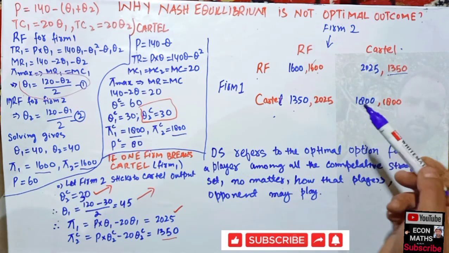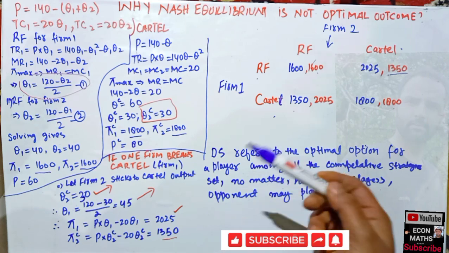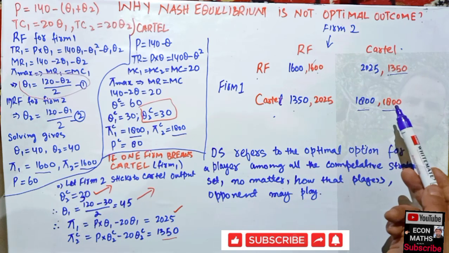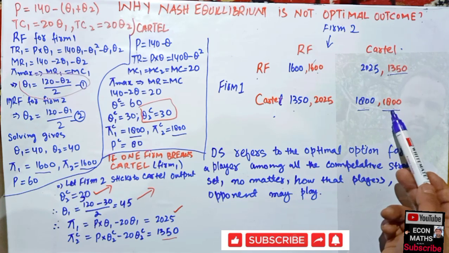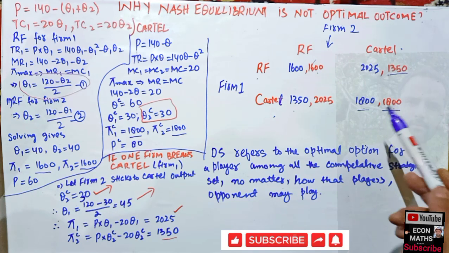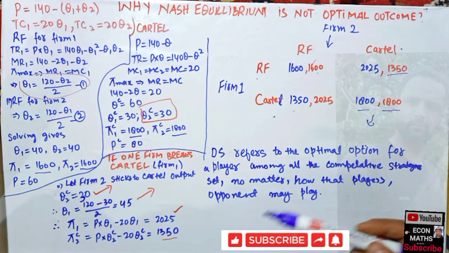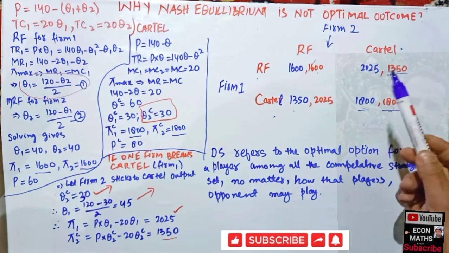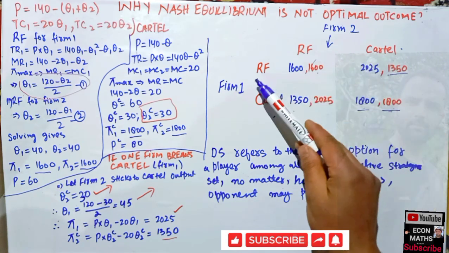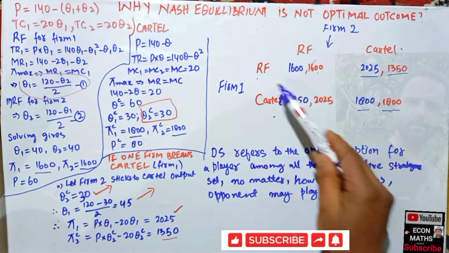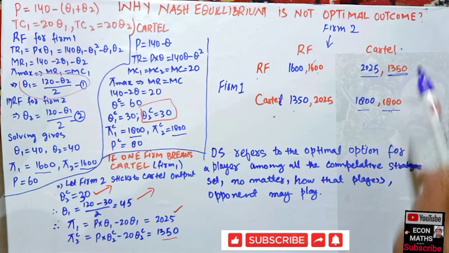And why is this 1800 not the optimal outcome in this case? Because this 1800 can be the optimal output, but in this case both the players have an incentive to unilaterally change their strategy. How? Let us say firm 1 chooses to play according to the reaction function, and firm 2 chooses to produce according to the cartel.